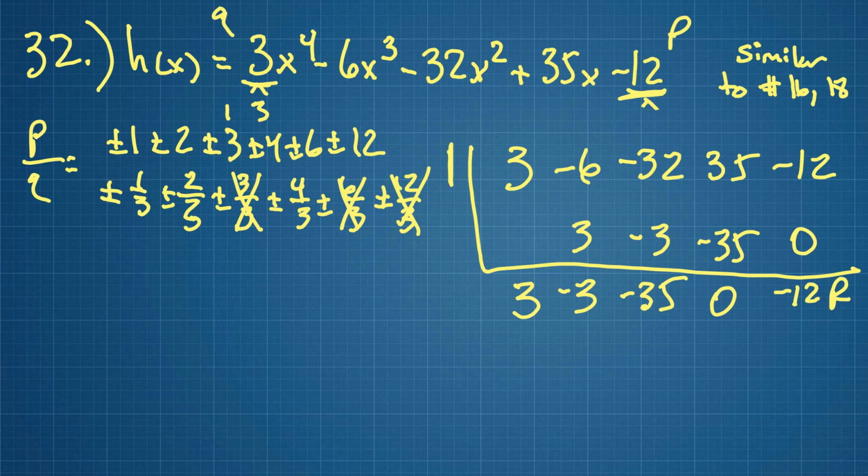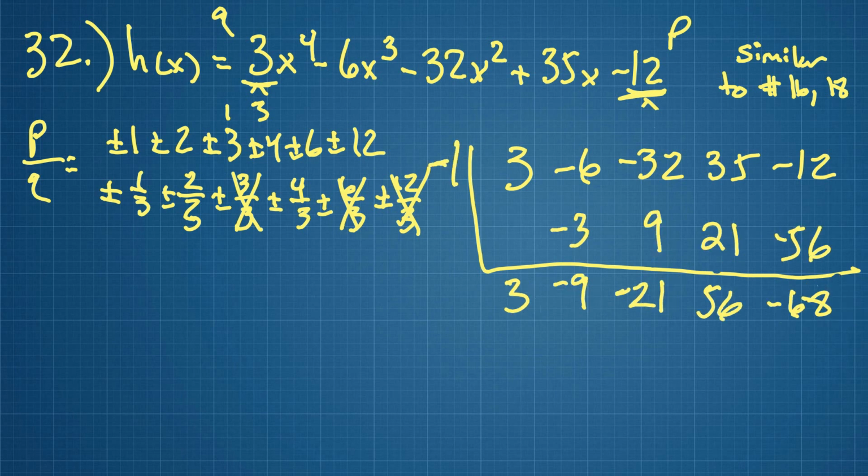Alright, so I tried 1. In order to save time, we're almost at the end of the video, I just did that all ahead of time. And notice I got a remainder, so 1's not going to work. So now I'm going to try -1. Notice when I try -1, I got a remainder of -68. So -1's not going to help me.